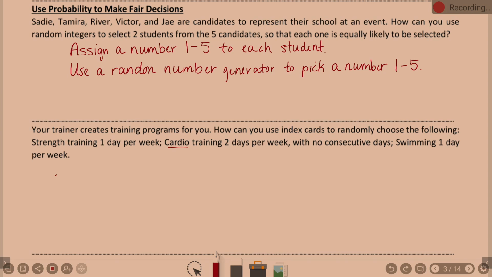So what did you guys say? You guys said, write each training on an index card.